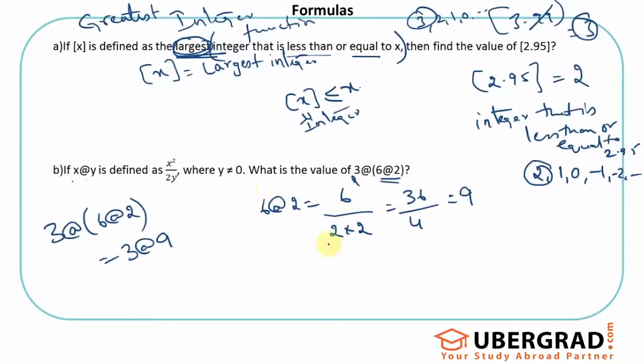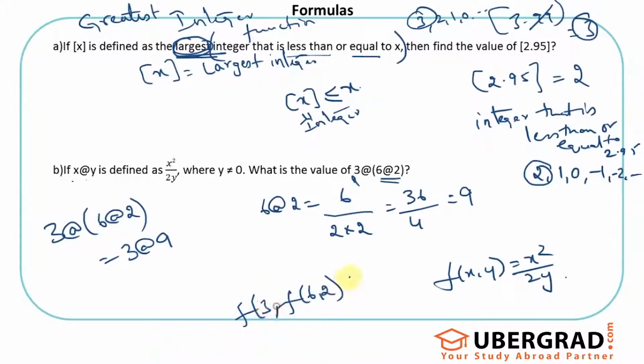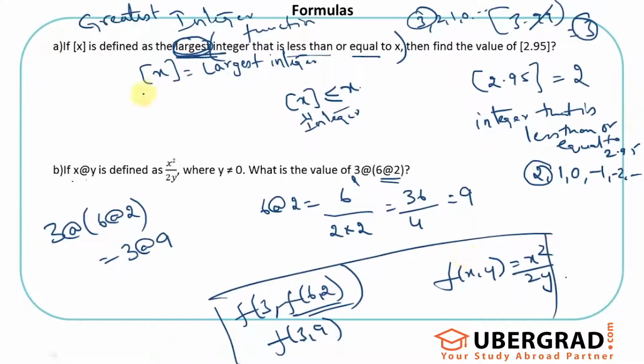This is like how functions are defined. If I say f of x comma y is x square by 2y, and I ask you what is f of 3 comma f of 6 comma 2, this is what the question is asking. So first you find f of 6 comma 2, that is 6 at the rate 2, which is 9, and then it will become f of 3 comma 9, so I need to do 3 at the rate 9. Instead of this way, they're framing it in the formula way, the definition way. That's it, nothing different. All you need to do is keep substituting and get the correct answer. So 3 at the rate 9 is 3 square by 2 into 9, so that's 9 by 2 into 9, so half is the answer for this question.